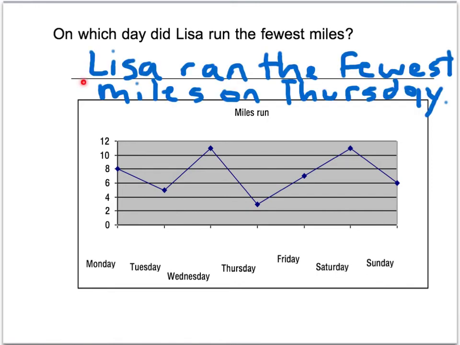Read that sentence with me. Lisa ran the fewest miles on Thursday. And that answers the question that's posed by my word problem there about this line graph. Here's another problem.